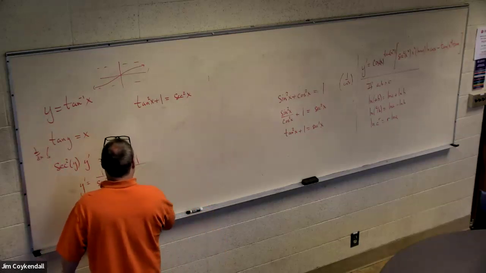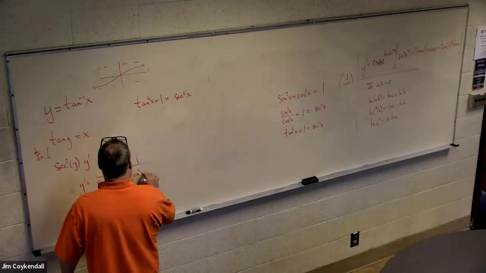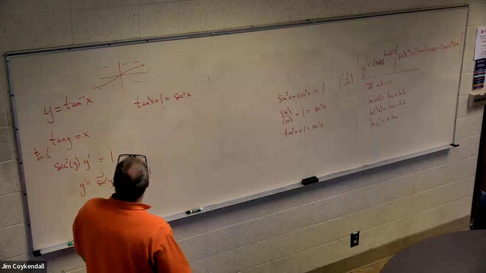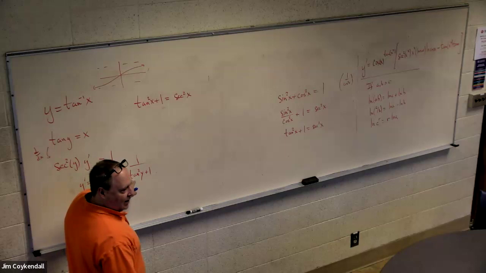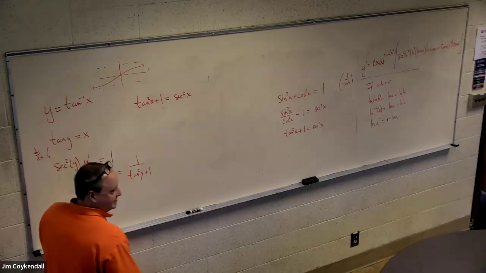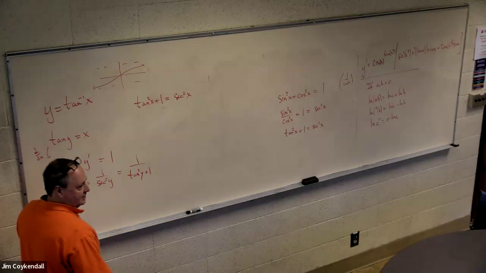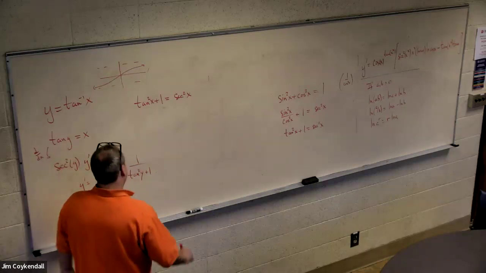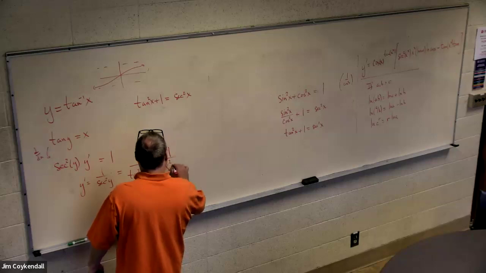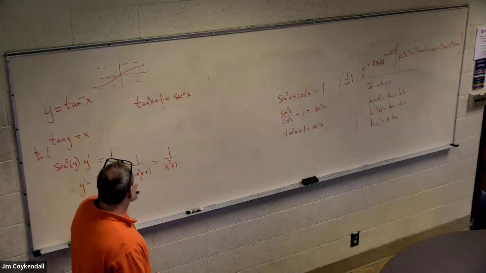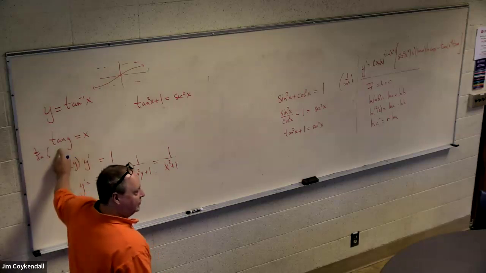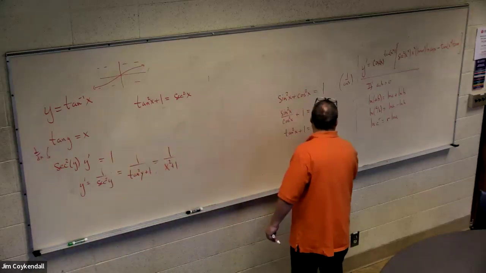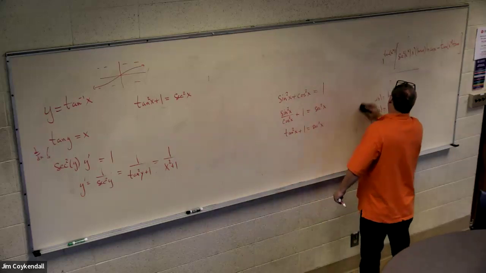In particular, what's another name for secant squared y? Tangent of y is x, so tangent squared of y is x squared. So the upshot is this. We're going to talk about this a little bit more tomorrow.